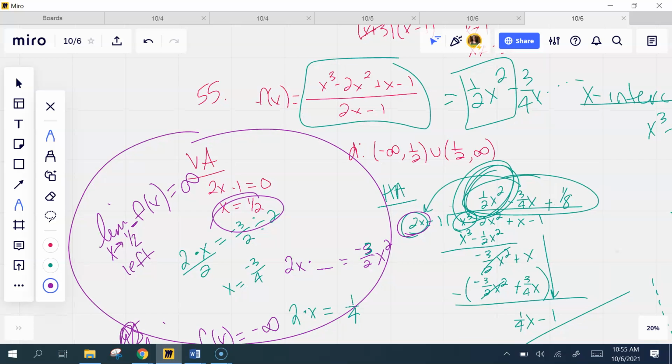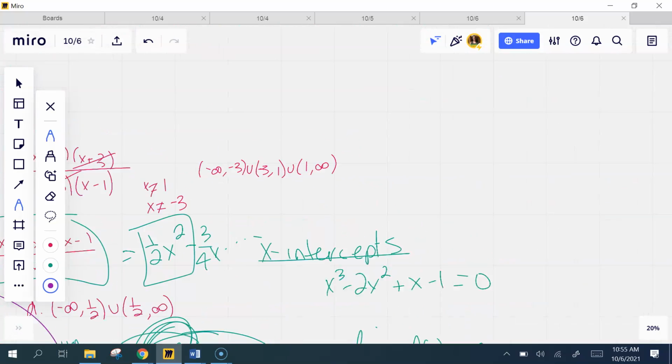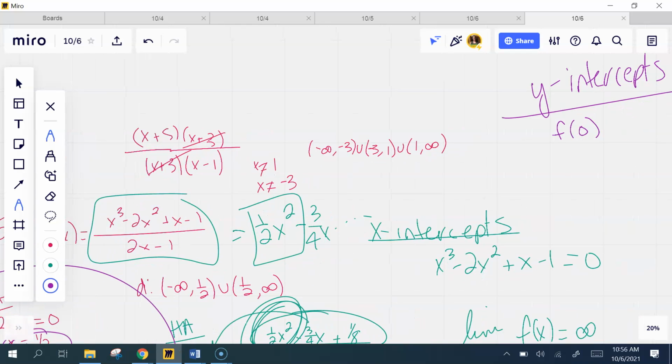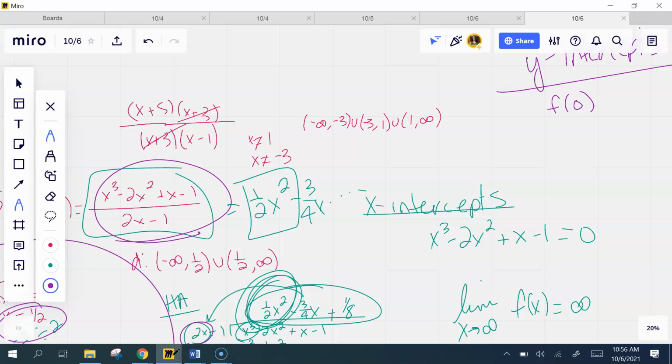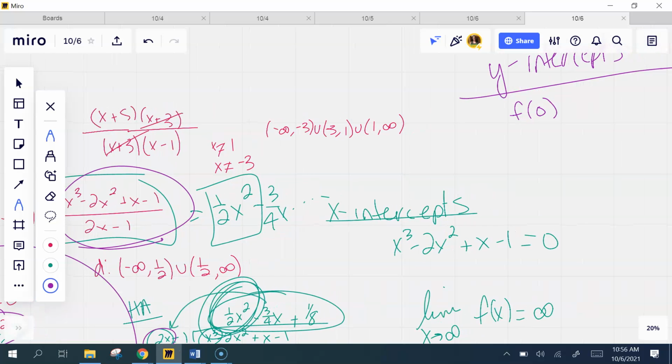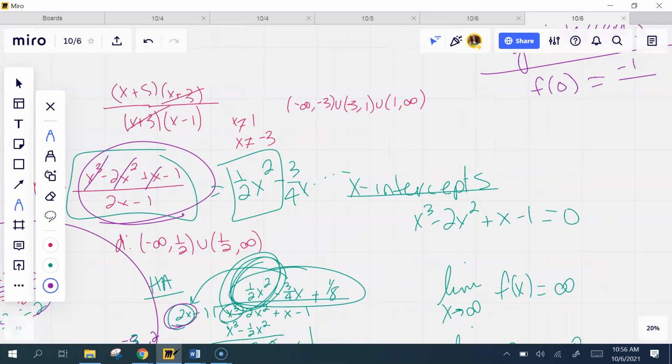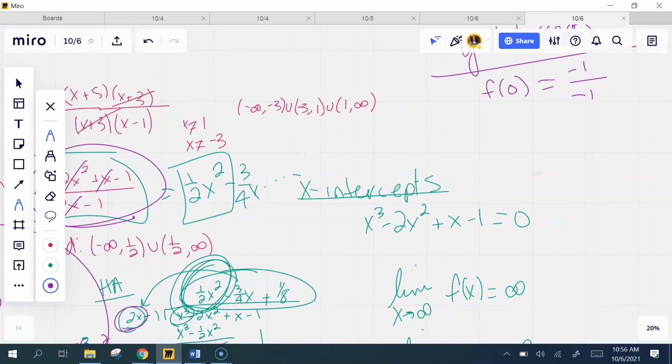And then, of course, the y-intercepts. That's when I plug 0 in for x, right? So f of 0. Back to my original function and put in a 0 for every x. What do you get? It's easier to see unfactored when you do it this way. 0, 0, 0, negative 1, 0, negative 1.